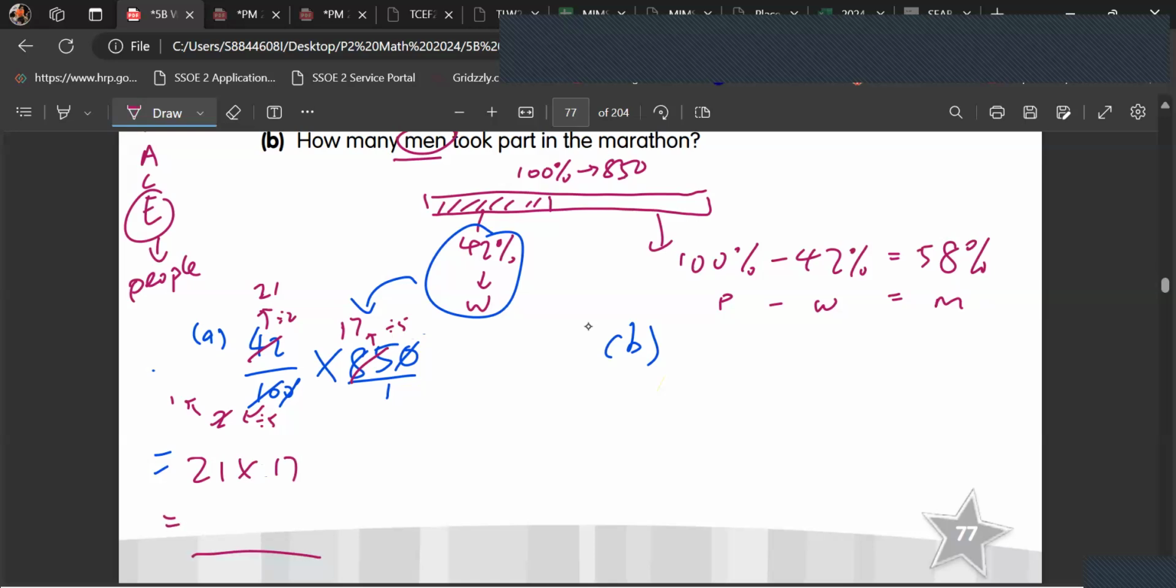So part B is very simple already. You take all the people minus part A answer. Then you got your men. Part B becomes very simple, right? I don't have to deal with percentage multiplication. I just use all the people minus women to get the men. Is that okay?